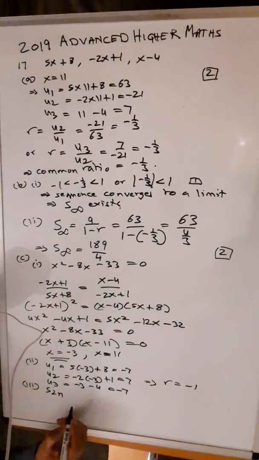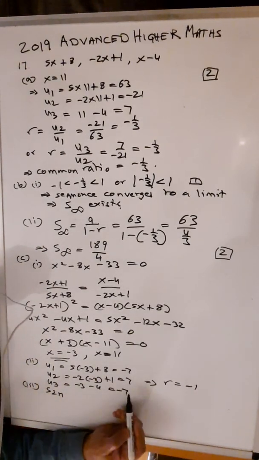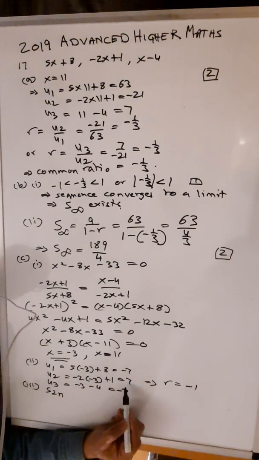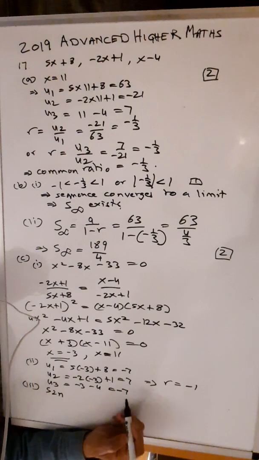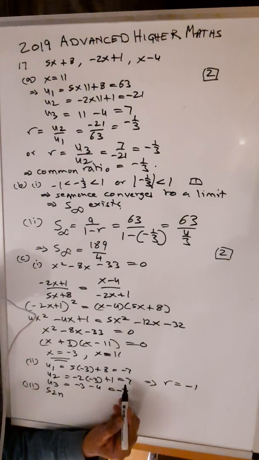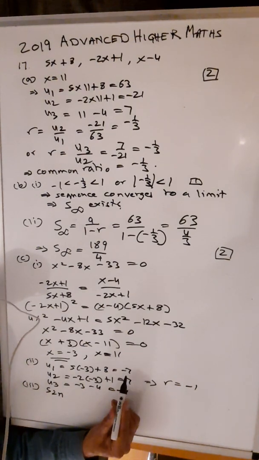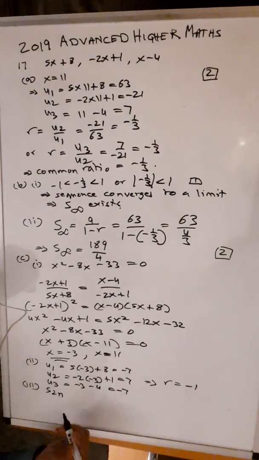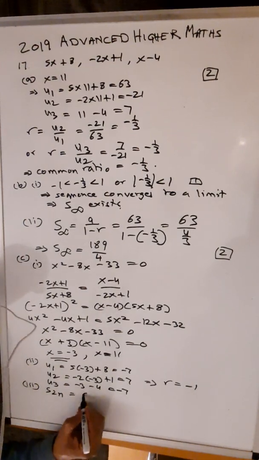S2n would be an even number of terms. You can see from here that when you add the first two terms, -7 plus 7 gives you 0. If you add three terms, you're ending up with a plus 7. If you add odd terms, you're getting a plus 7. If you add even terms together, you're getting a 0. So that means that S2n is equal to 0.